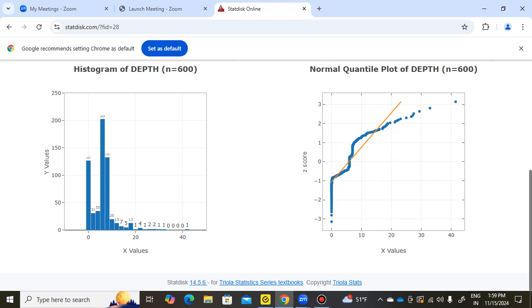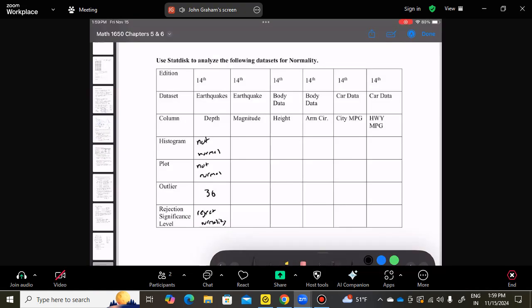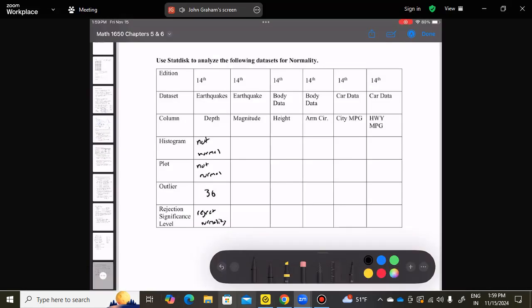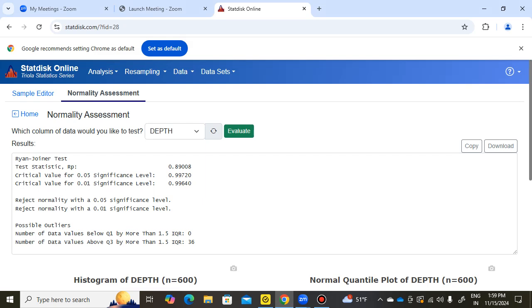Then we can look at outliers. We're at 36 possible outliers. And then we can see that it's rejected on both levels. So we will reject normality here. Right. And so let me go back to what I've written. So not normal for both histogram and plot. 36 outliers. Reject normality. All right, let's go to the magnitude.